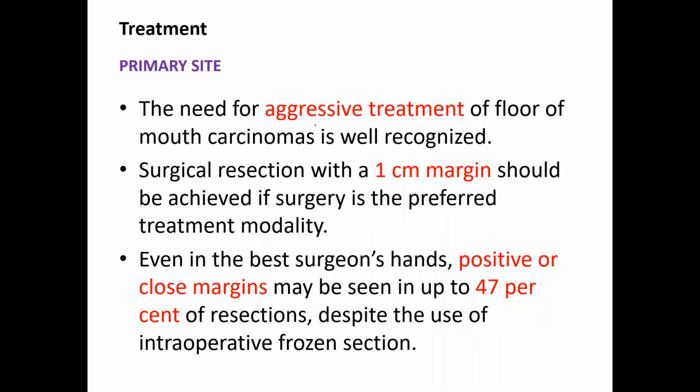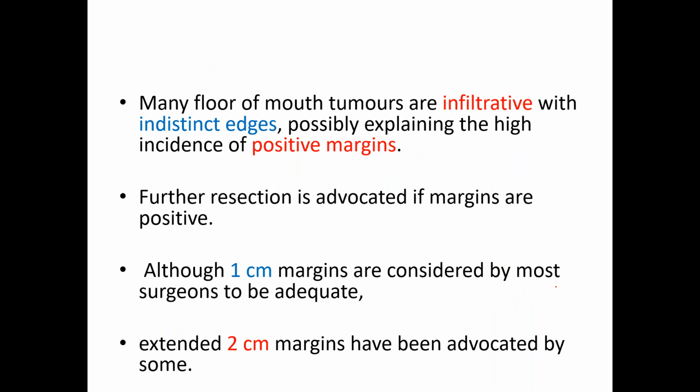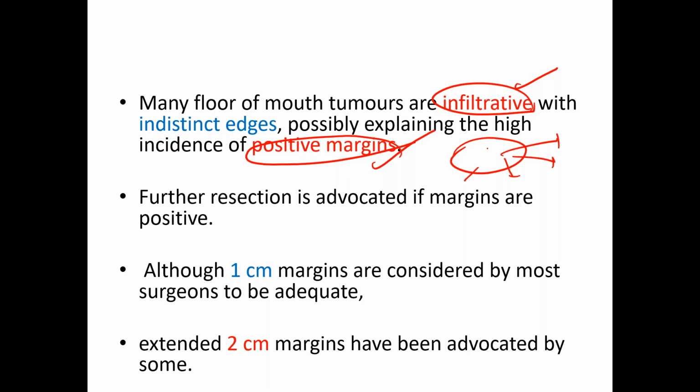How is the treatment done? Aggressive treatment is needed. You should resect with a 1 centimeter margin. Even so, there will be positive or close margins in 47% of resections, despite the use of intraoperative frozen section. They use a technique called frozen section to check whether the margins are clear. Many floor of the mouth tumors are infiltrative, so they will have positive margins.